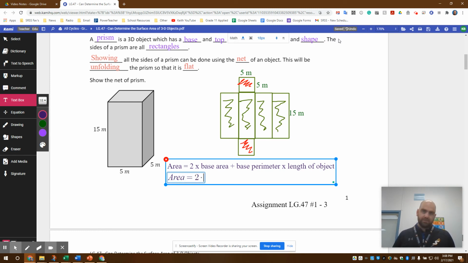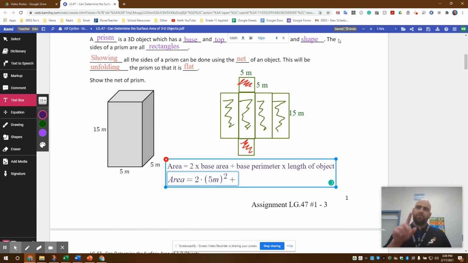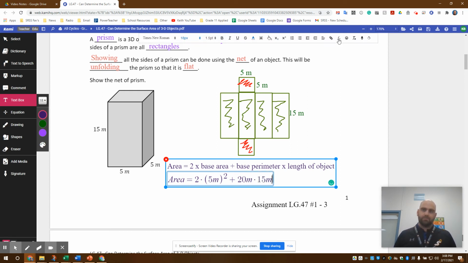Area is equal to 2 times the base area, which is 5 meters squared. And then we're going to add the base perimeter. So that's all the way around the square. That's 20 meters times the length of the object, 15 meters. And so when we do that, 2 times 5 squared plus 20 times 15, in this case it's going to be 350 meters squared. And that is the entire area.